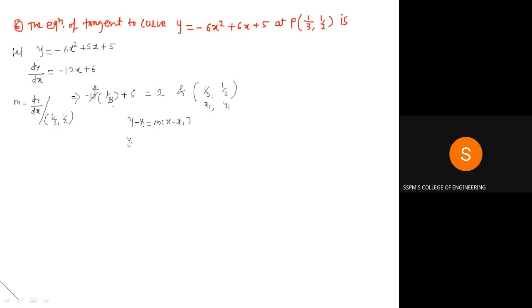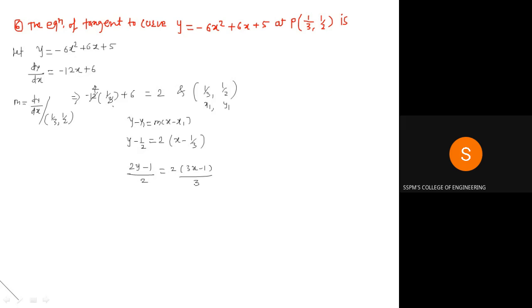So y minus y1 means what? 1 by 2, and the slope of that tangent is what? 2. So x minus x1 is what? 1 by 3. Okay, take cross multiplication here. 2y minus 1 upon 2 is equal to 2 times 3x minus 1 upon 3.